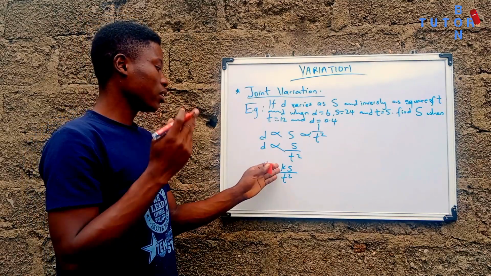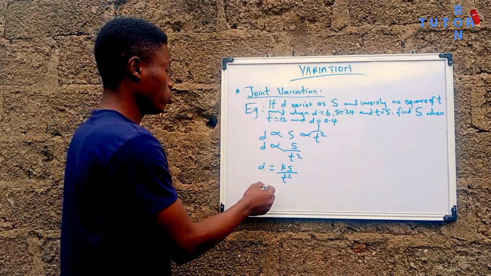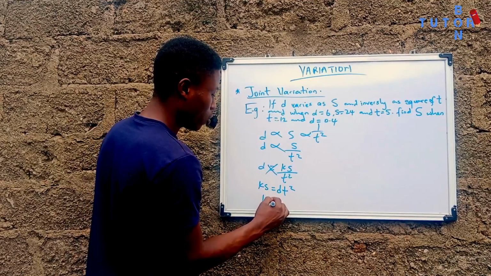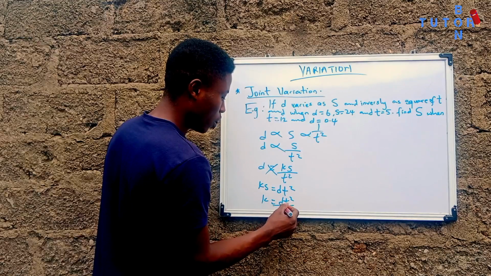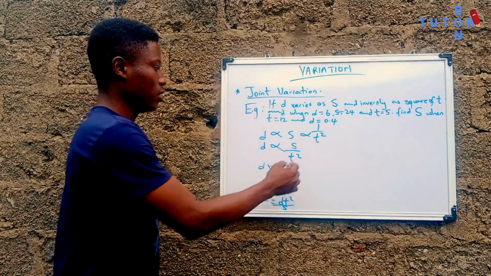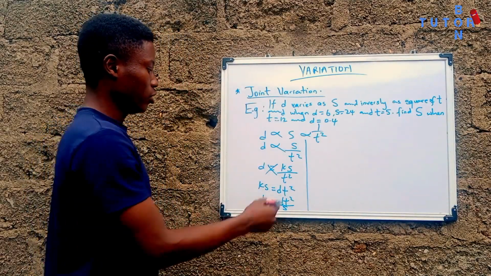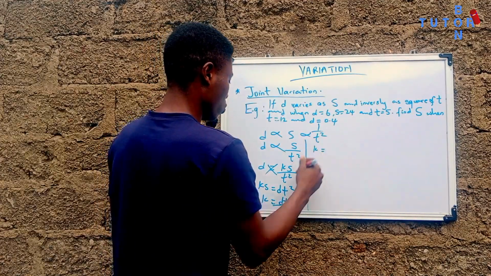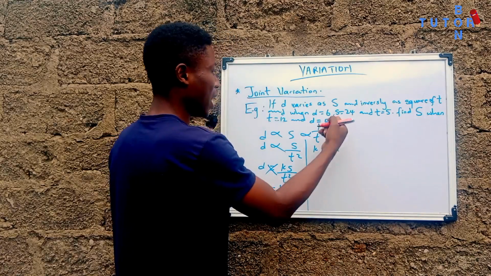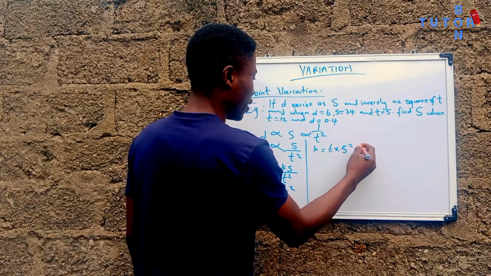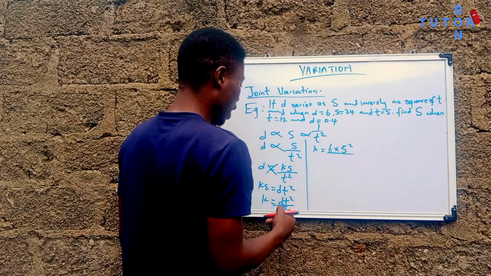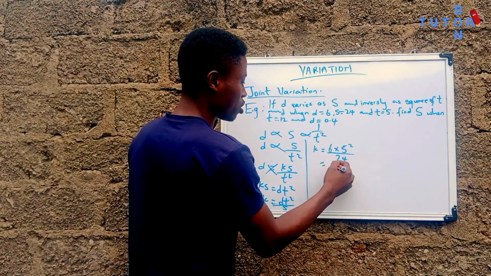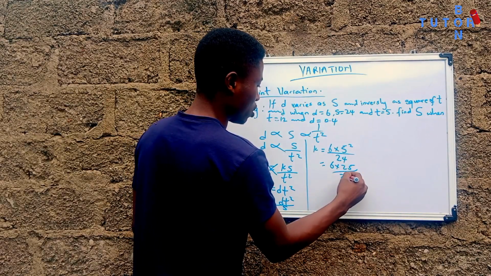From this, you can make k the subject of the formula. The first thing you do is cross multiply, so ks equals dt square, and your k equals dt square over s. So let's look for our k from this formula. Our d is 6, so k equals 6 multiplied by our t, which is 5 square, over our s, which is 24. So you have 6 multiplied by 25 over 24.